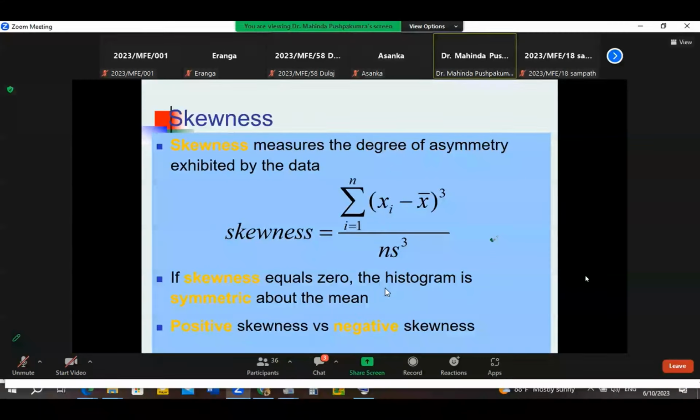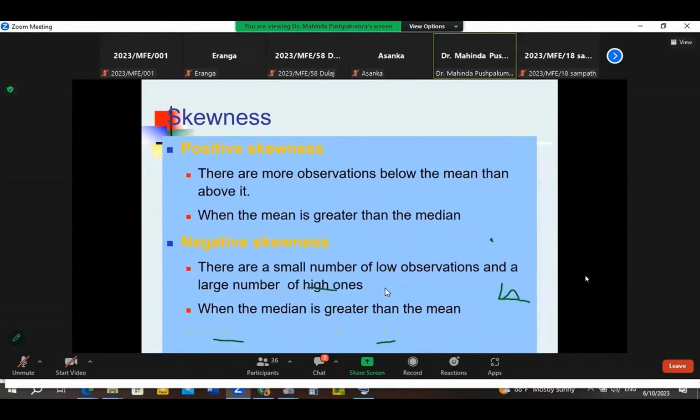But normally we don't want to calculate these values by hand, because with computer software, using Excel or any other software, you can get the value of skewness. Then if the value is 0, the histogram is symmetrical, as I showed earlier. Then we have positive skewness and negative skewness.